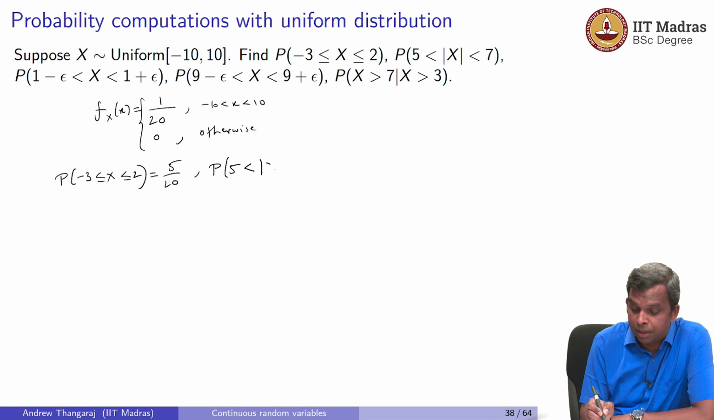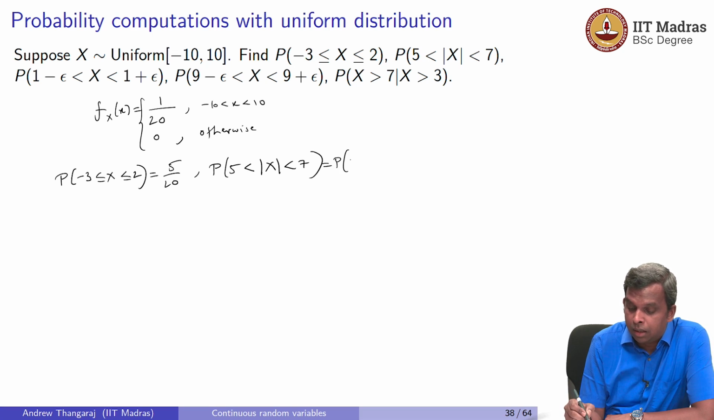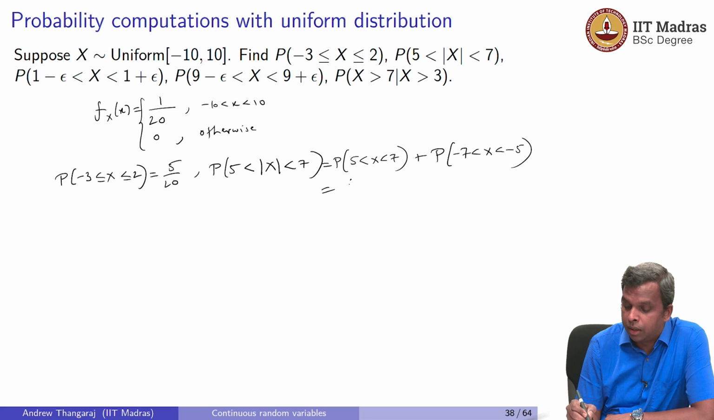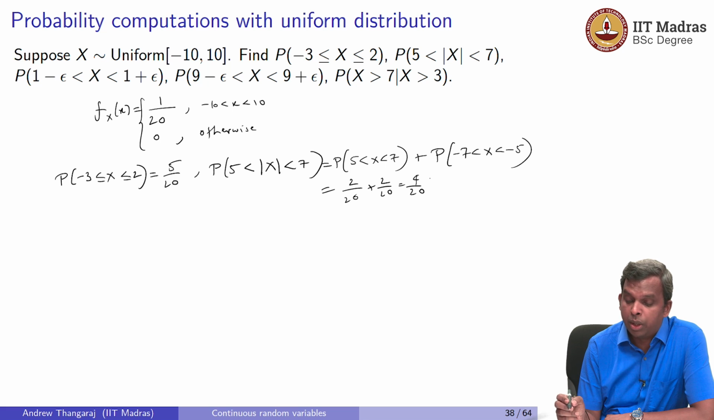Probability, 5 less than mod x less than 7. Now once again, mod x means this is the same as the probability that x is between 5 and 7, or between minus 7 and minus 5. It's a disjoint union, so you'll get 2 by 20 plus 2 by 20, that's 4 by 20. You can also calculate it in so many ways.